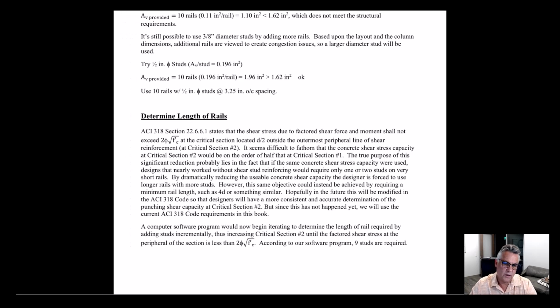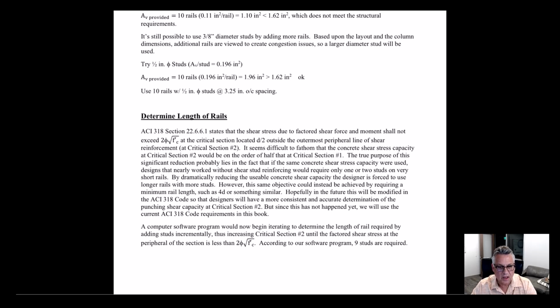So the length of the rail. Now, you might think, and you would not be correct, but it would sure make sense, that we were just going to keep adding studs, moving out, creating a larger critical shear plane until that critical shear plane stress exceeded the capacity that we already calculated. That would make too much sense. There's a reason we don't do that.